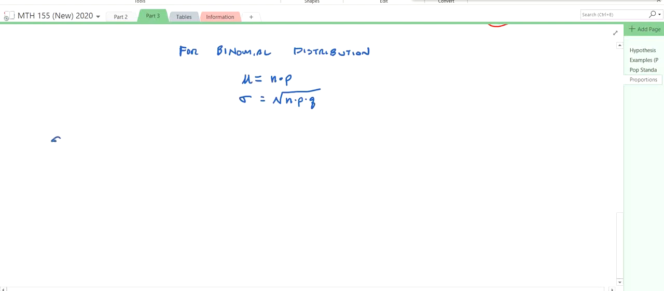So if z equals x minus mu over sigma, now this is not x bar, so this is not sigma over square root of n. This is z in terms of the variable x.